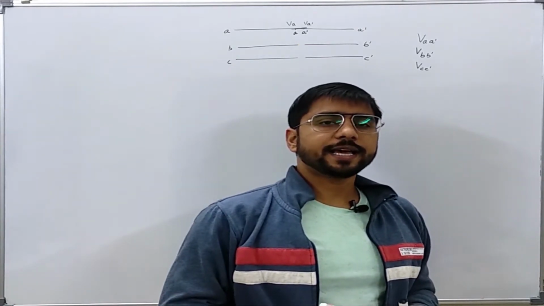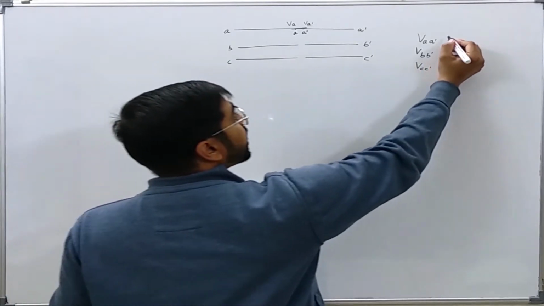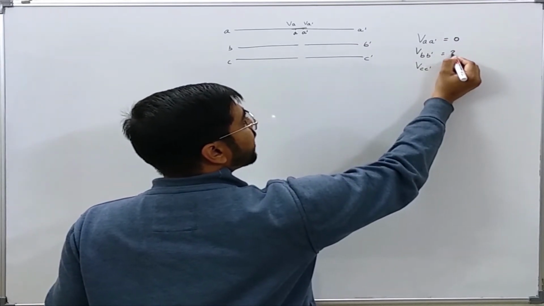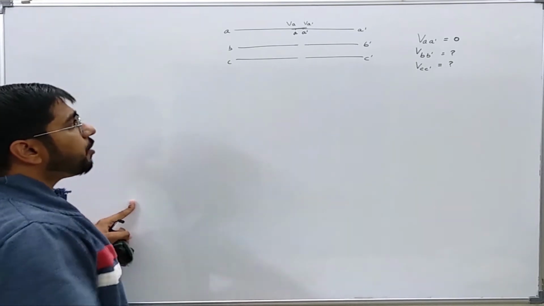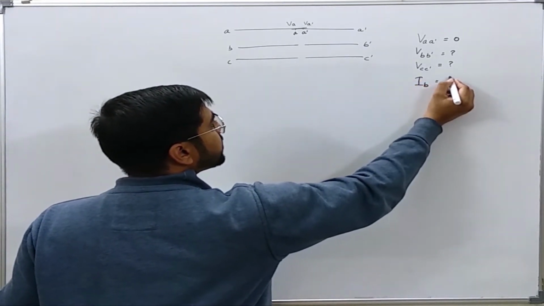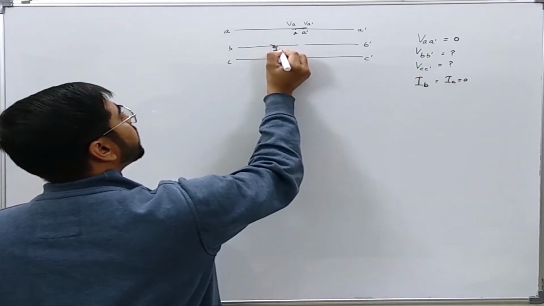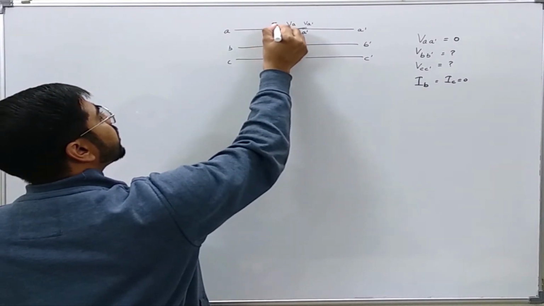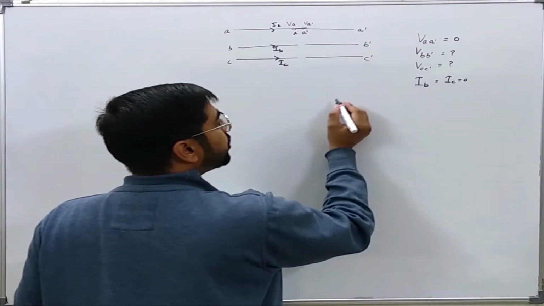Now let us analyze this condition. VAA dash is 0. We don't know the value of these 2 voltages. Now we know that IB is equal to IC is equal to 0. This is IB, this is IC and this is IA. Due to the open conductor fault, these 2 currents are 0.